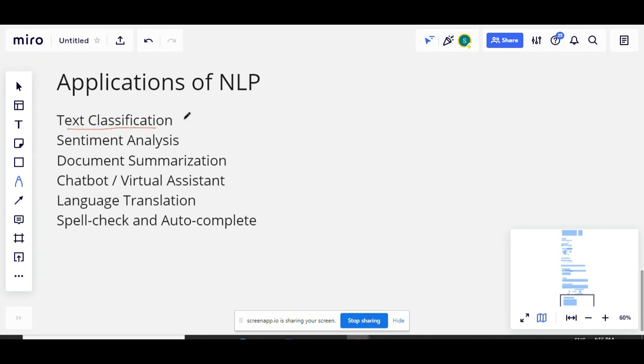Now, text classification, you can simply consider this as your machine learning classification algorithm, just like your machine learning classification algorithm. The only difference is that here the input is in the form of text. The input data that we receive is in the form of text.